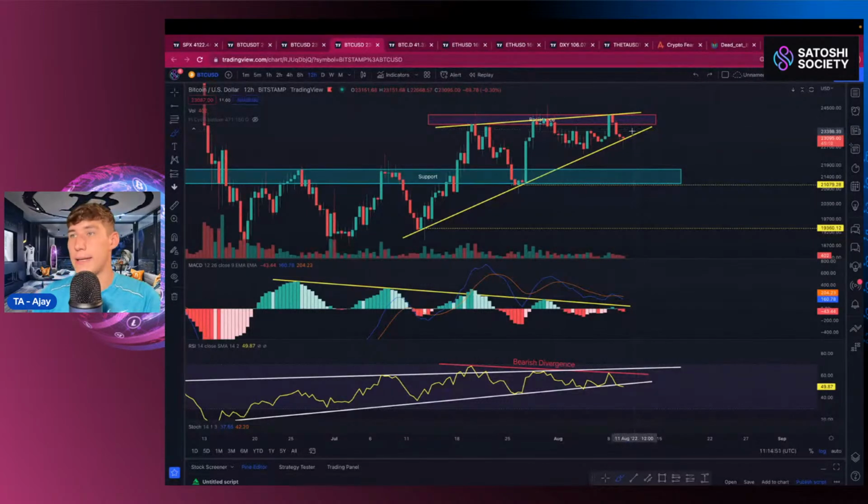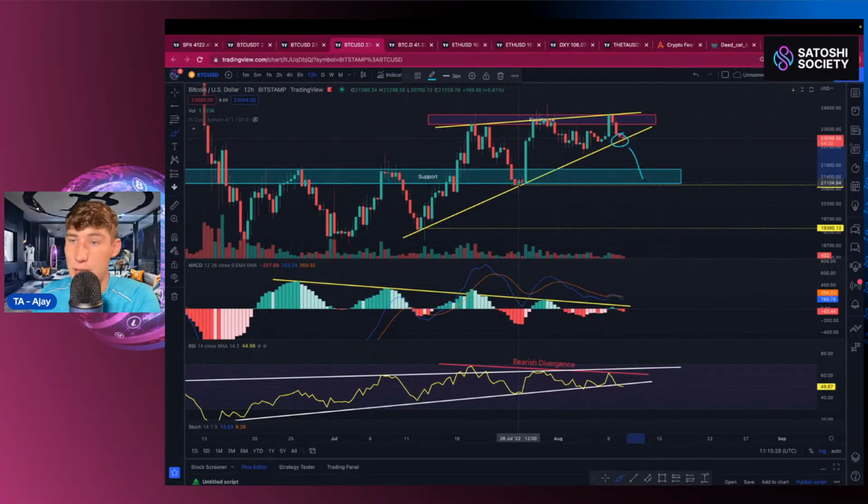But if we do get that negative reaction to the CPI data print today, then the likelihood is that we are going to break down out of this ascending triangle or rising wedge, whatever you want to call it. And we will most likely come down and test this support, which is between $21,140 and $21,740 approximately. So if we do break this, I do think we are going to come down and test this level here. We do have two TPs if we do break towards the downside of this rising wedge.